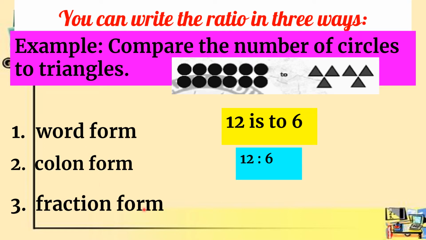And the last one, we have the fraction form. Siyempre, pag fraction form, we have the numerator and the denominator. So, numerator, siya yung unang number, and then the denominator will be the second number. So, if you are going to write this in fraction form, you will get 12 over 6 if you will read this in fraction. But in ratio, this is read as 12 is to 6. So meaning, kahit anong ways ang iyong gagamitin, word, colon, or fraction form, ang basa pa rin natin is merong word na is to. Okay?